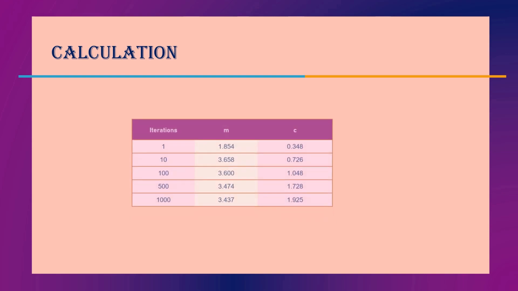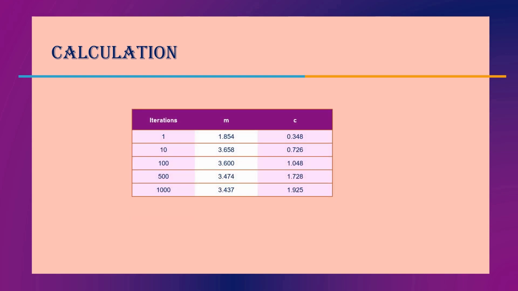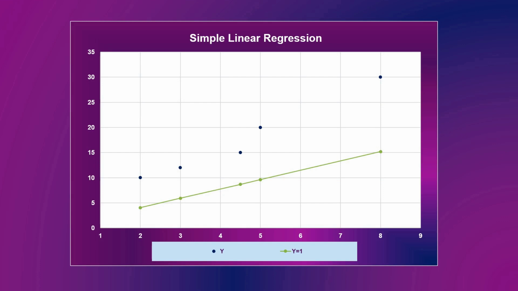In the same fashion, slope and intercept are calculated for each iteration. The table shows the slope and intercept values at the iterations mentioned, that is at 1, 10, 100, 500 and 1000. The figure shows the regression line formed at the end of the first iteration. As is seen, it is very much away from the actual values. At iteration 10, it moves nearer to the actual y values.